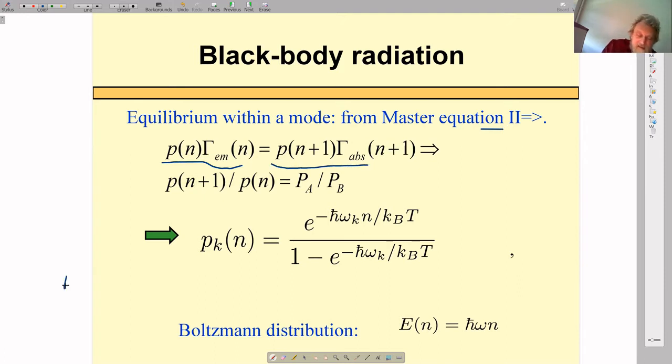So the probability P_n to have n photons and emit must be the same as the probability to have n plus 1 and absorb n plus 1 photons. Otherwise, there is no equilibrium. Good. That also gives us the ratio of the rates, namely the ratio between P_(n+1) and P_n, and this is constant. Good. That we can solve and find probabilities to be in a state with certain n.